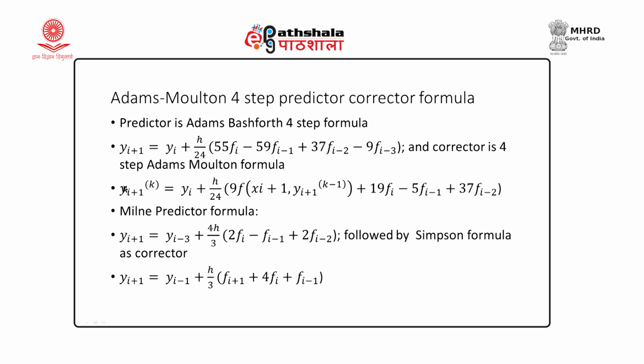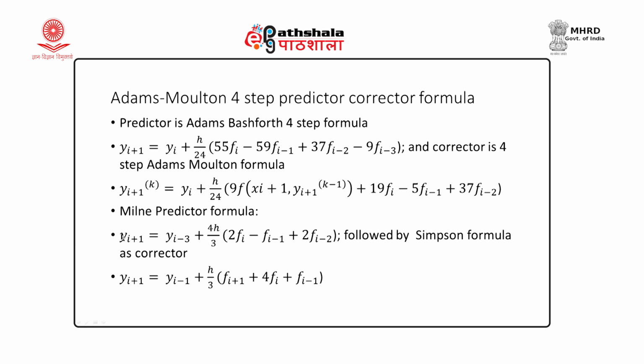If it is not less than the tolerance limit, we will step further and find yi plus 1 2, which will be yi plus h by 24, 9 f x i plus 1, yi plus 1 1 plus the same values, and compare the new value again. Still, if the value is not less than epsilon, that means one needs to reduce the step size, maybe make it half, and work these iterative methods again. The advantage is that because we are calculating yi plus 1 minus yi and ensuring it is less than epsilon, we have an estimate of how accurate the result is.